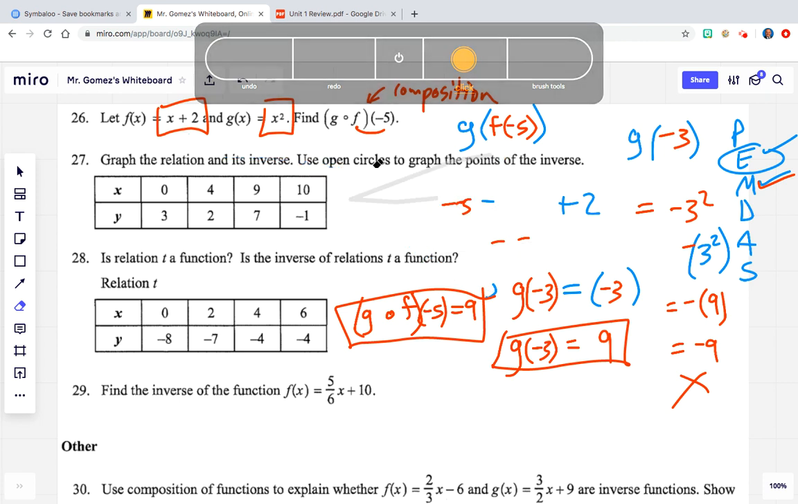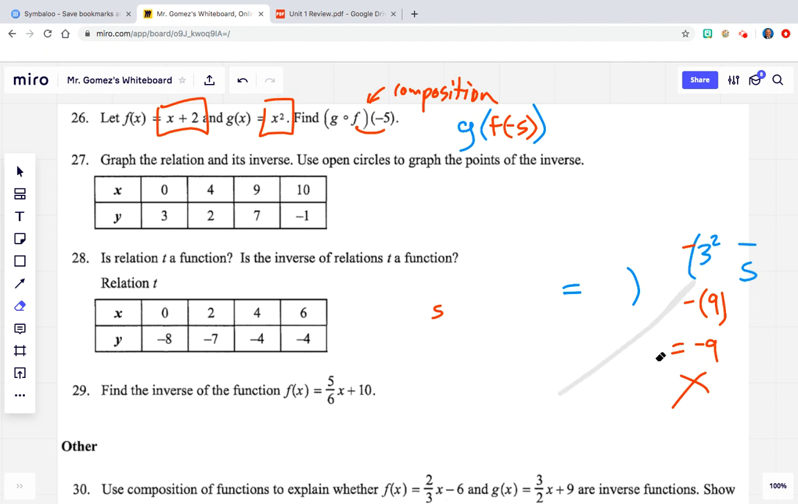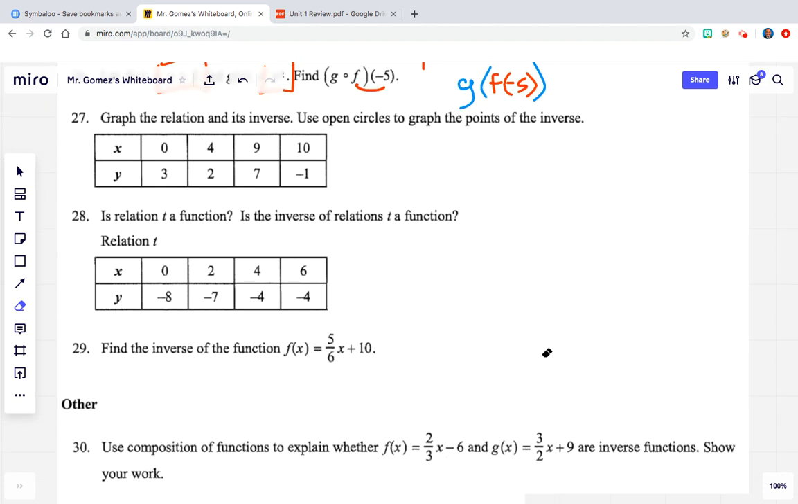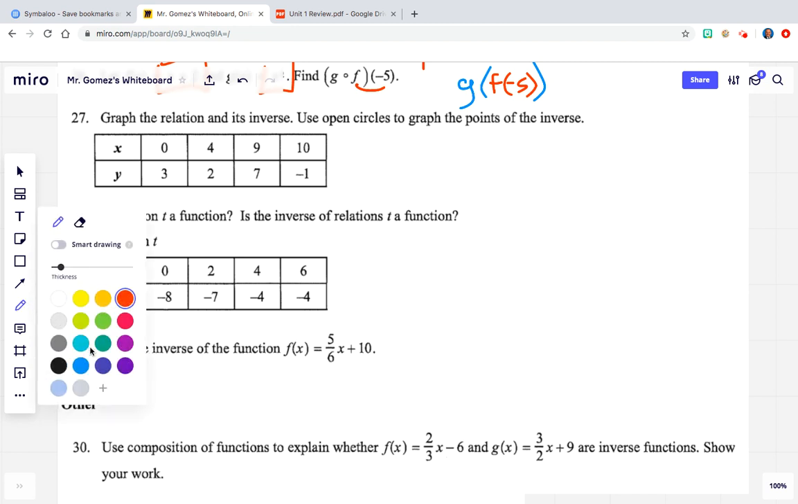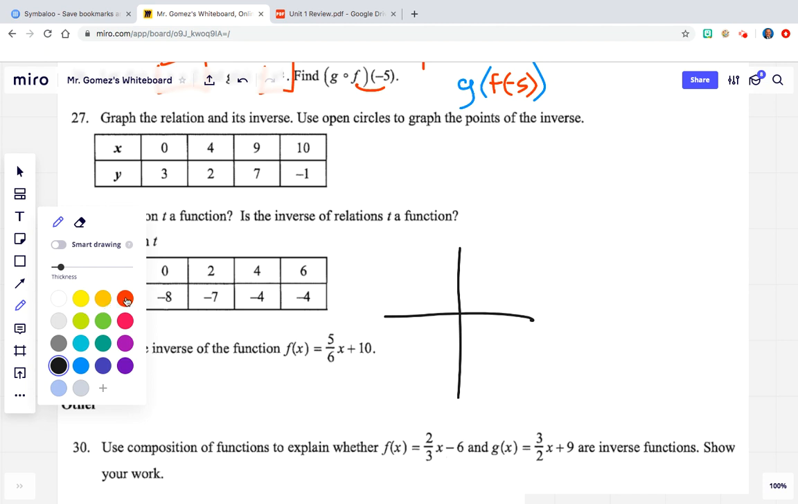All right, so now let's do a little bit of erasing and make some room for number 27, okay? So number 27, it says, graph the relation and its inverse and use open circles to graph the points of the inverse. All right, so let's first of all graph the relation. So we're going to come over here. We'll say that this is the relation, and we're going to graph it in red.